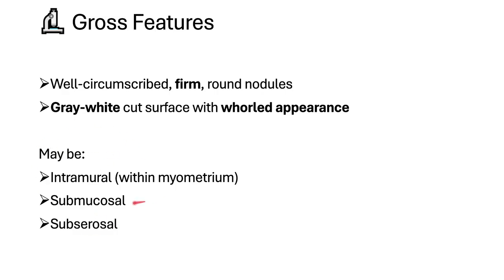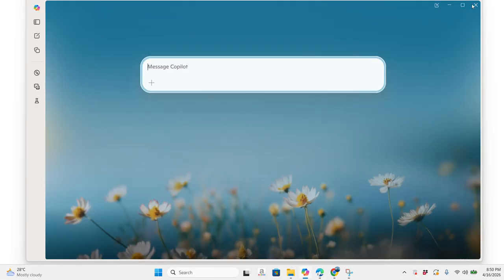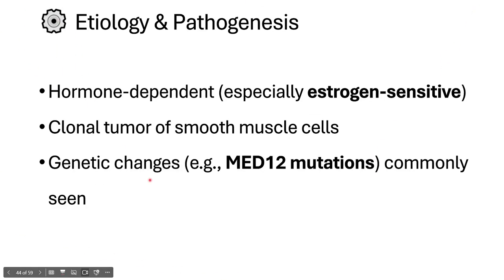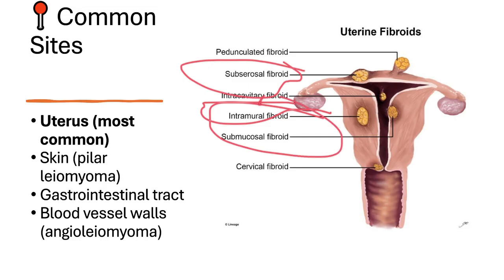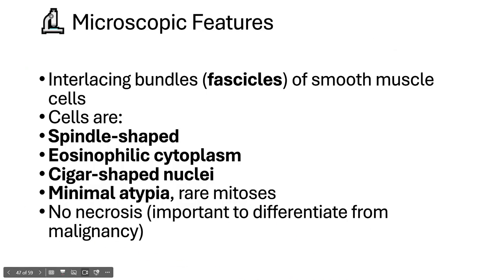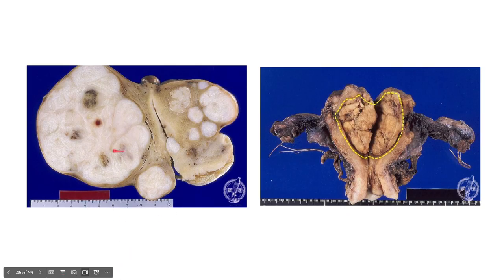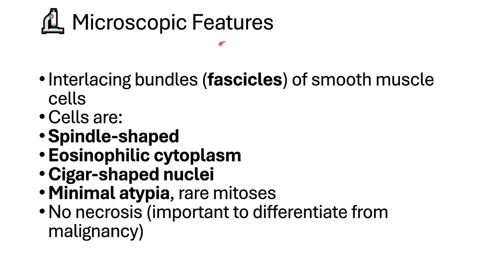Also, as we discussed earlier, they can be intramural, subserosal, or submucosal. So this is the cut surface, which has a gray-white appearance, and this is also a leiomyoma in the uterus. You can see that it is well circumscribed and nodular, and when you touch it, you will feel it firm. So what are the microscopic features?